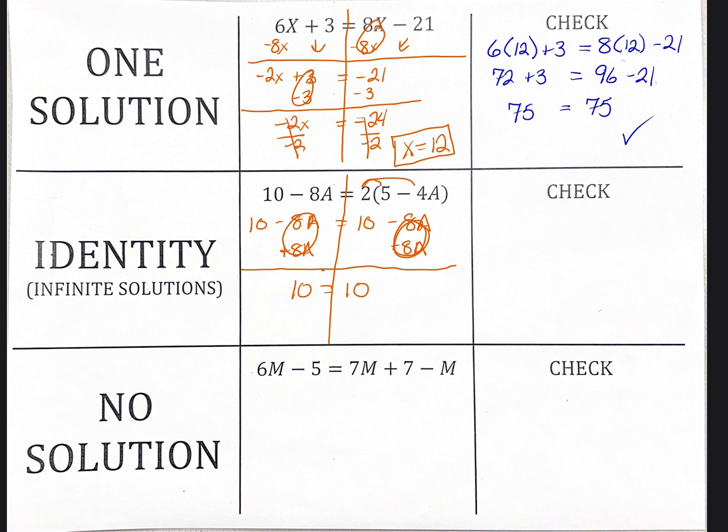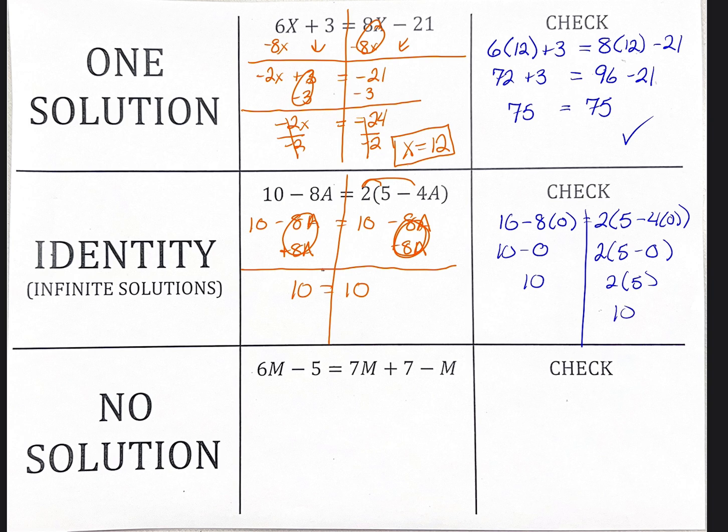Now what happens if I plug in, let's say, 0? So 10 minus 8 times 0 equals 2 times (5 minus 4 times 0). And let's solve. So 10 minus 8 times 0 is 0. 10 minus 0 is 10. Come over here and we'll do this again. Let's see. 4 times 0 is 0. 5 minus 0 is 5. And 2 times 5 is 10. 10 and 10, we got the same answer there.